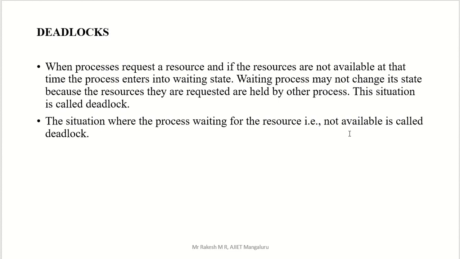Consider P1 and P2 are the two processes. P1 is waiting for a resource, P2 also waiting for a resource. Both are waiting for a resource. Both are not executing. Both are waiting for a single resource. We have already seen that concept, race around condition, critical section problem, everything we saw in module 2. Here deadlock means both are waiting, but no one is going to progress. The situation where processes are waiting for the resource but it is not available is called deadlock.